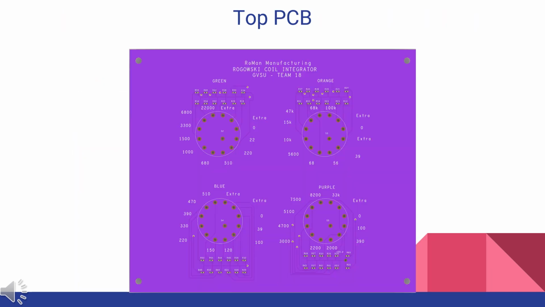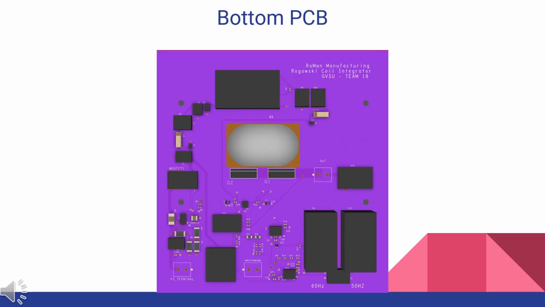The top PCB is shown here with all the user interface switches. The bottom PCB is shown here, which includes all the other electrical components. It has the two input terminals for the Rogowski coil and the power supply. And it also includes the output terminal, which is used to measure the current using an ammeter.